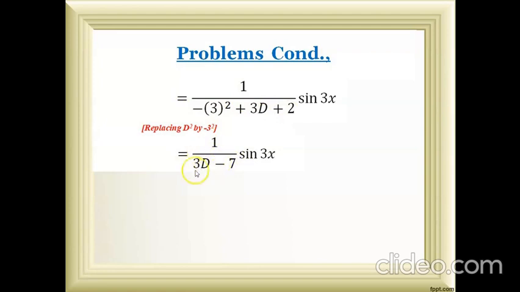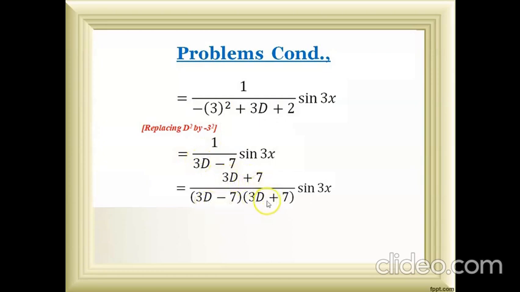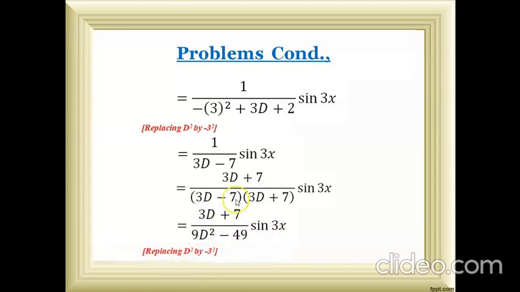So we want to make this particular term a D square term. For that, I am doing the conjugate multiplication. The denominator becomes a minus b into a plus b form, that is nothing but a square minus b square. Therefore, in the numerator we have 3D plus 7, and in the denominator we have 9D square minus 49. So again, I go to the same process: replace D square by minus a square.